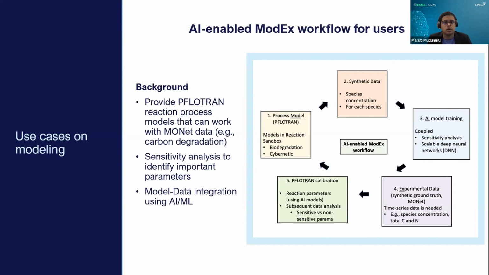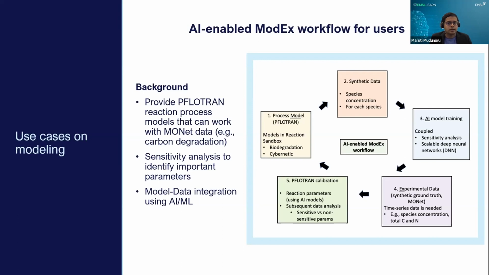Once you have the process model, you generate some synthetic data based on the set of parameter ranges you have for various types of chemical species. Once you have that synthetic data, you train some AI/ML models, which can be a traditional model or even advanced models such as deep neural networks. And you also perform sensitivity analysis to find out which parameters are important and which are not so important, so that you can calibrate the important parameters better.